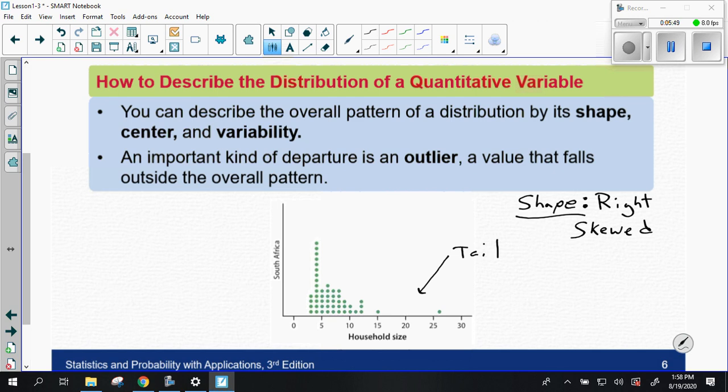Variability is talking about how spread out the data is. This particular distribution doesn't look very spread out, but look at this guy right here. This is an extreme value. It doesn't fit with the pattern. It may even be what we're going to call an outlier, and we'll define that later on. But for now, we're just going to recognize this as being a data point that doesn't fit with the overall pattern.